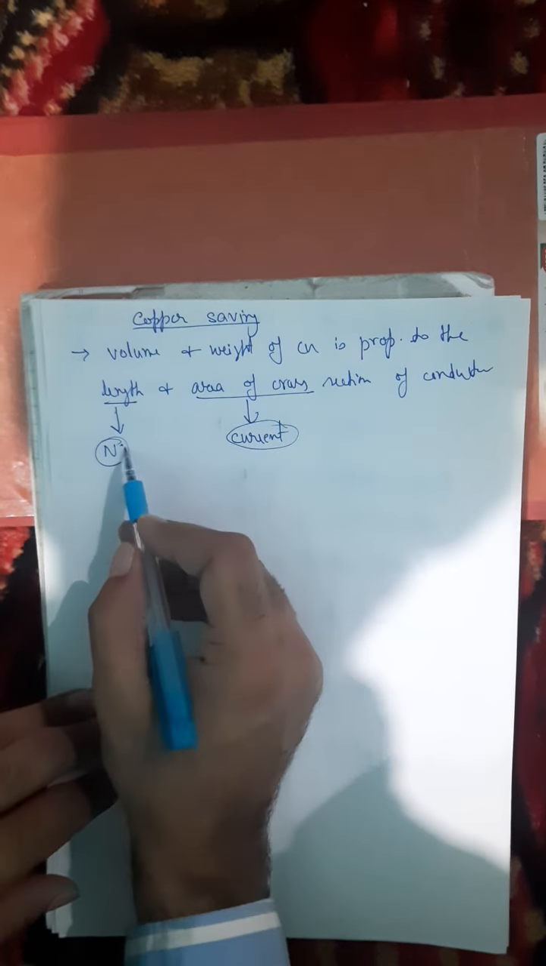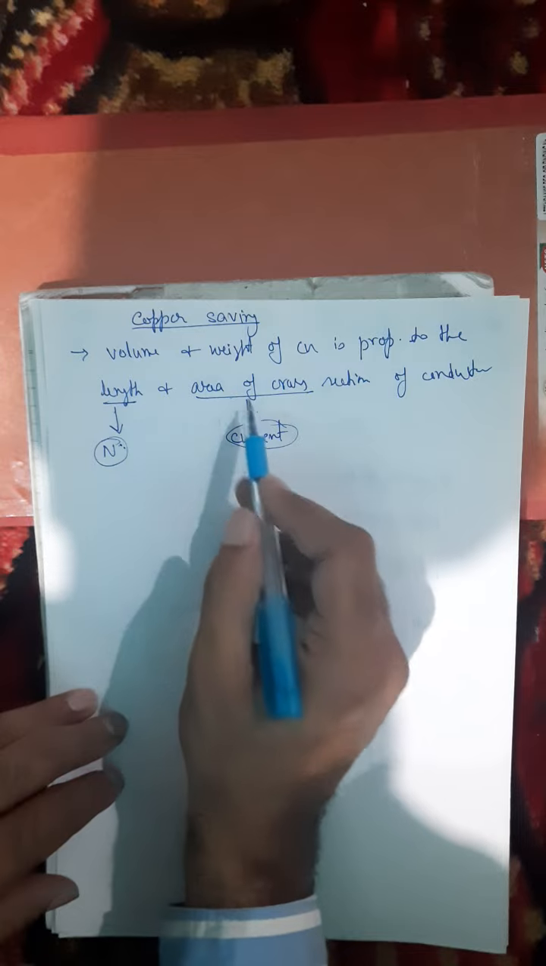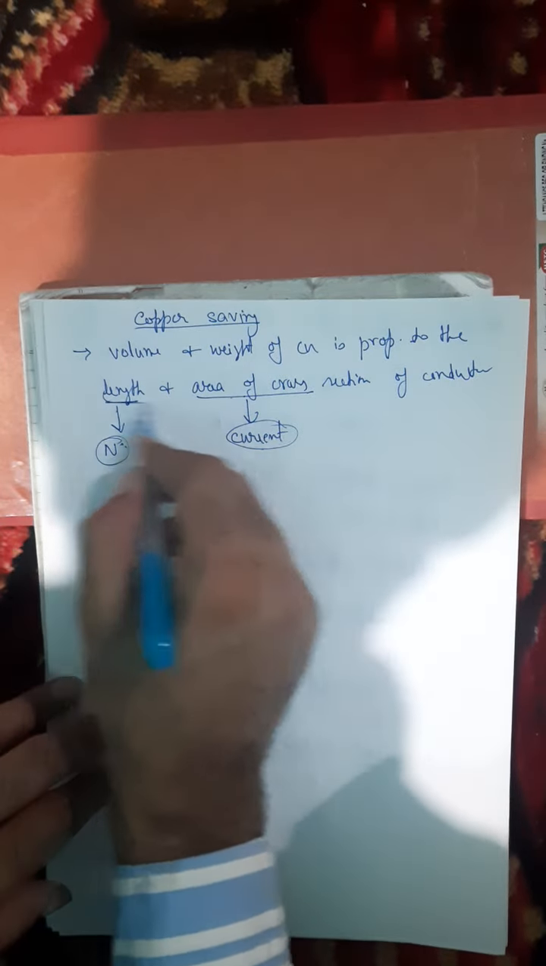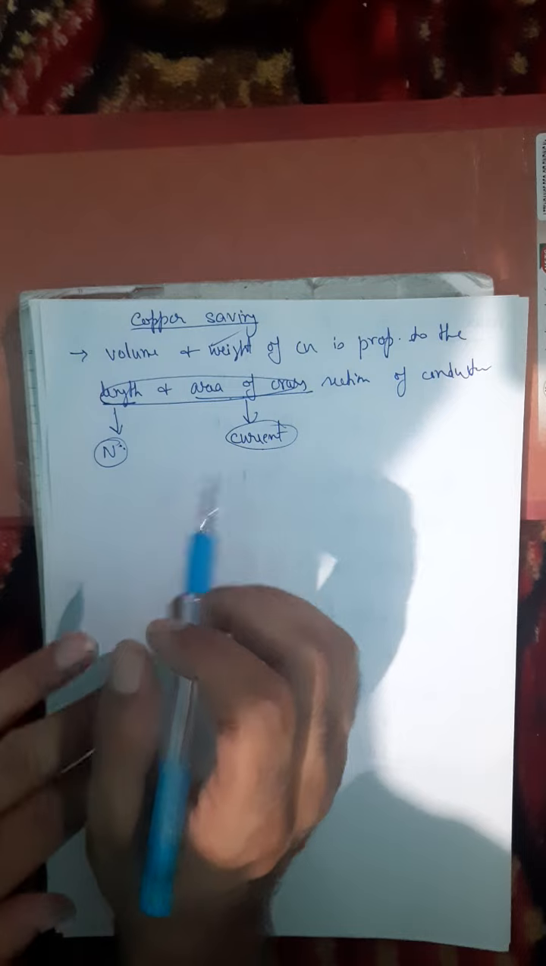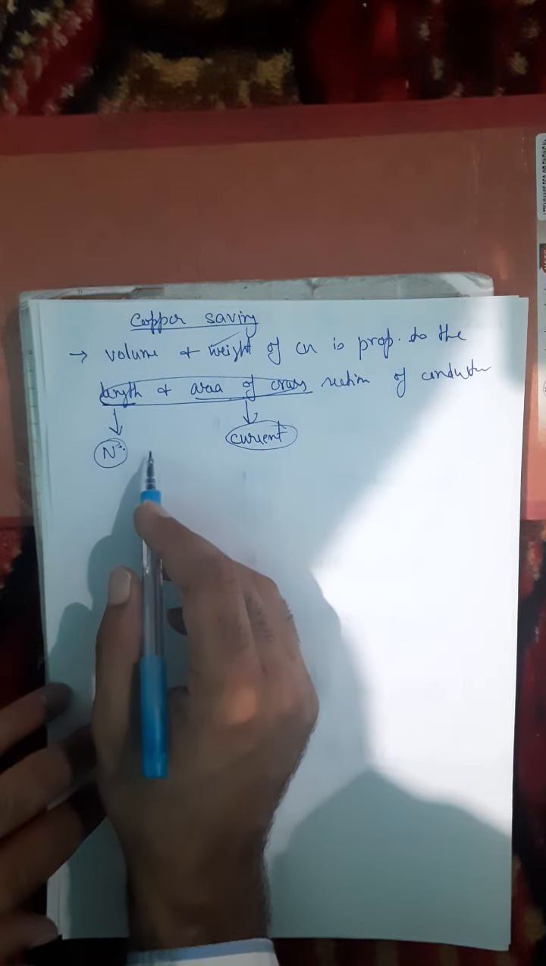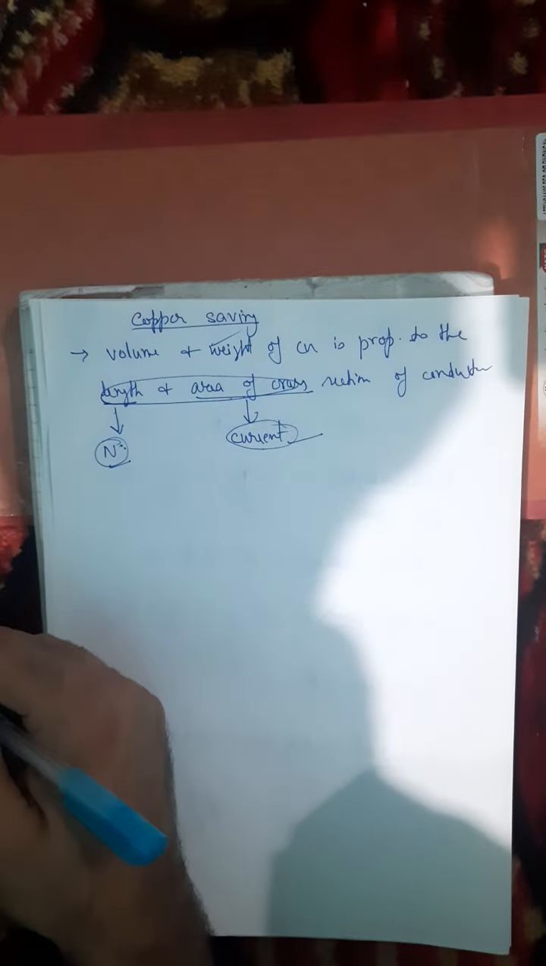Okay, because the number of turns will determine the length and the current will determine the area of the cross section, and both length and area of cross section will determine the weight of the copper that is used. So that is why I am saying that the length of the conductor is proportional, that the weight of the copper is proportional to the product of the number of turns and the current.